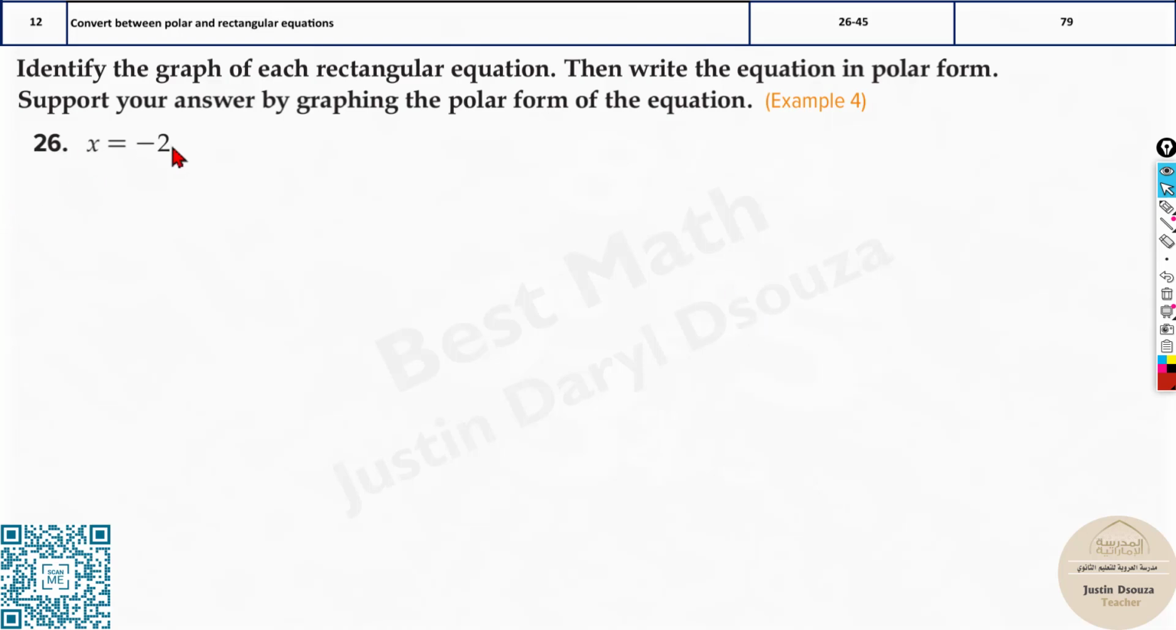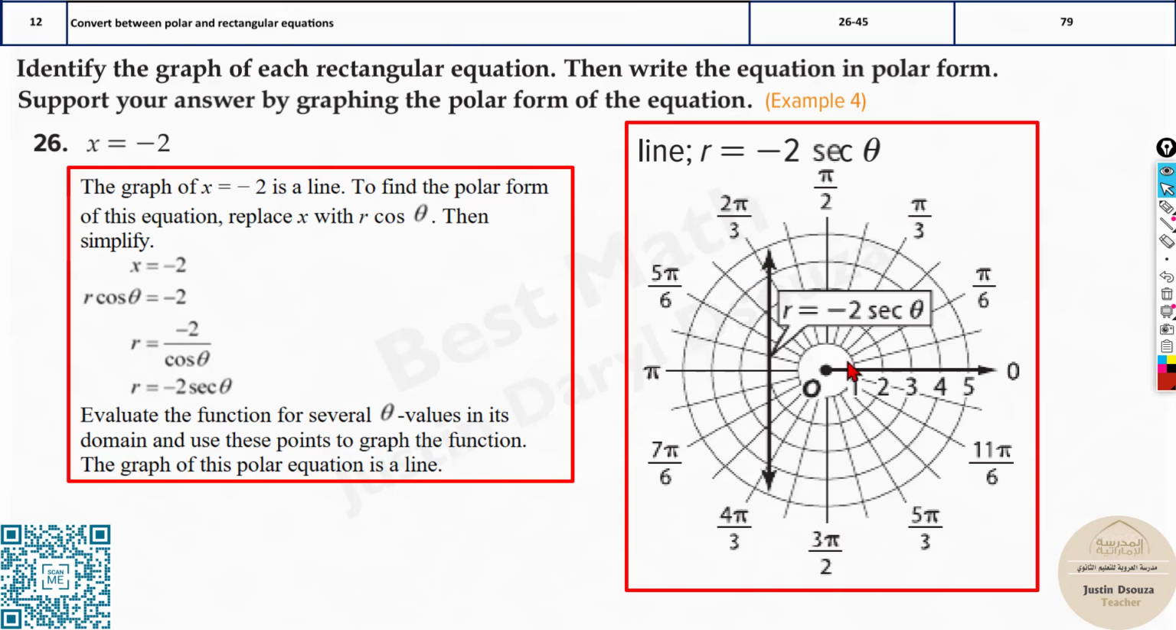Look at this equation, x equals minus 2, right? Your answer will be a straight line at minus 2. 1, 2, minus 2, straight line. If you have any other equations, you can just plug in the points and see whether it matches the y value. So it's very simple.